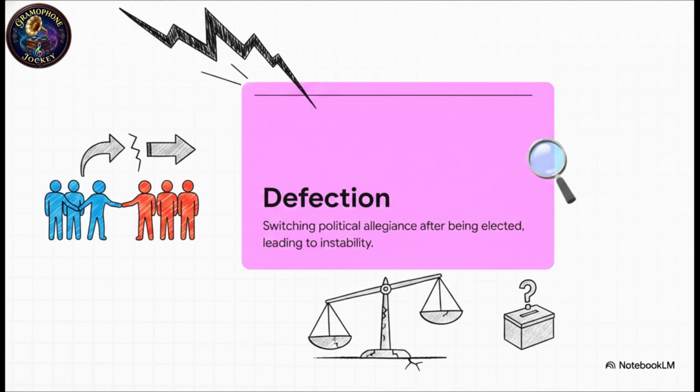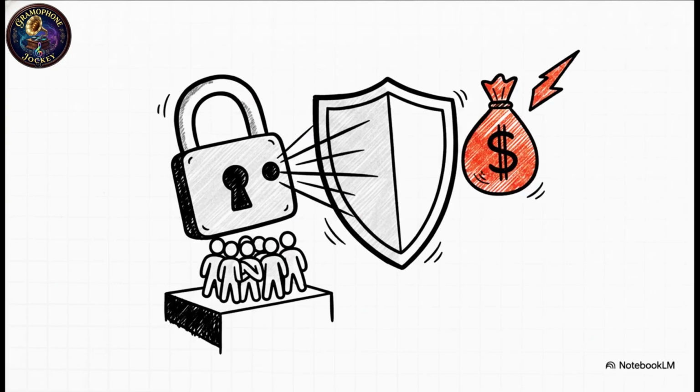So, the crucial point is how the system attempts to fix itself when things go wrong. One major historical issue was defection. This is when an elected representative suddenly switches their political allegiance, leaving their original party to join another one. This kind of floor crossing causes massive political instability, and fundamentally, it betrays the mandate of the voters who elected that person based on their original party's platform. To combat this, the anti-defection law was introduced as sort of an autocorrect mechanism for the engine.